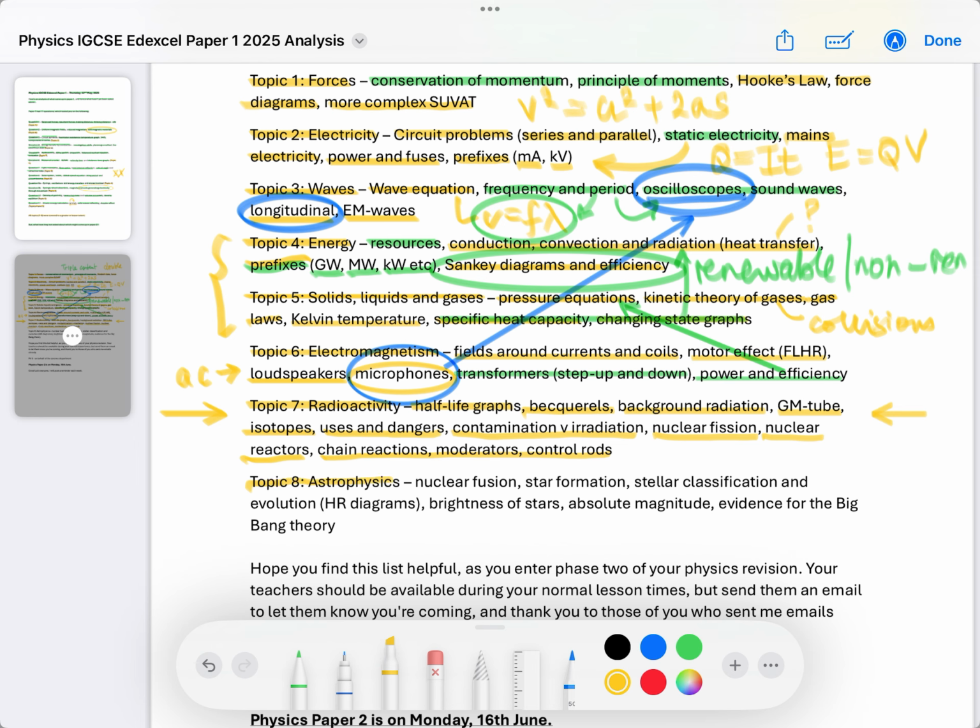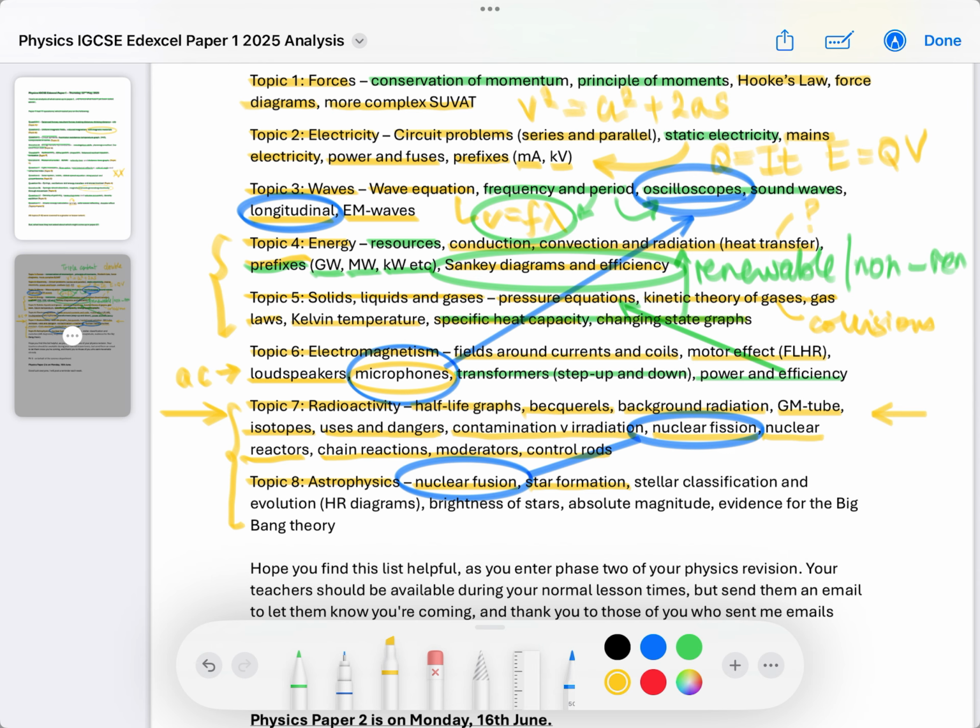Topic 8, the final topic, is astrophysics. So what do you need to know? Nuclear fusion can be linked with nuclear fission, so these two topics are also possible to link, fission versus fusion. So nuclear fusion for star formation in stars, and nuclear fission, they could give you a combined question linking these two. Then you've got to look at star formation. Now, does star formation come in both topics? You'll need to check that.